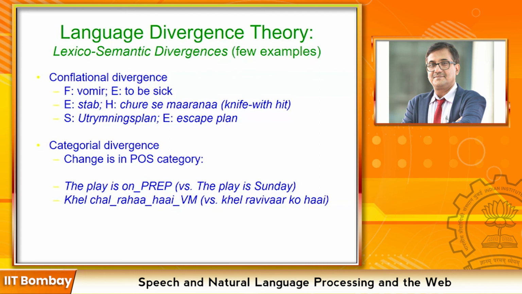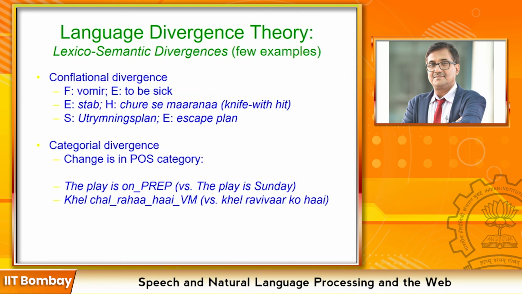So vomir and vomit, you can see the difference. Okay, you can see the similarity. And stab in English becomes in Hindi chure se marna. So this is called conflation. That means one word conflates into multiple words.